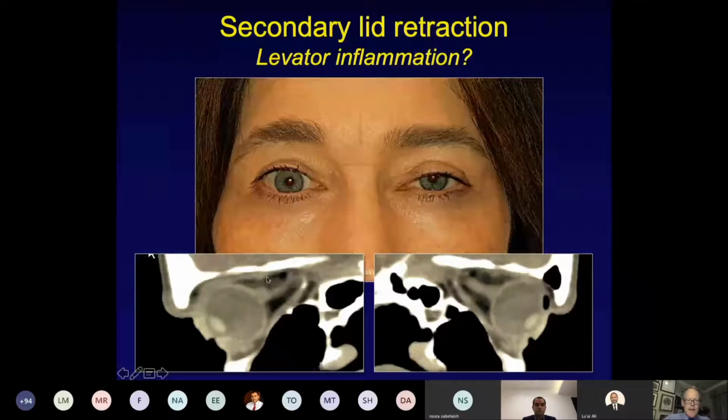And if you look at the levator complex here, you can make out that there's some thickened tissue in the levator complex. Hard to know whether it's just the levator or a bit of superior rectus, but I think it's mostly the levator. You can see it here. Look at the other side, and you can see there's not that much going on there. Now, I was due to biopsy her.